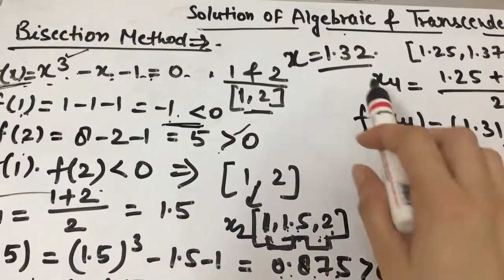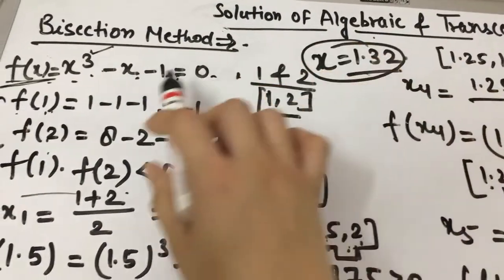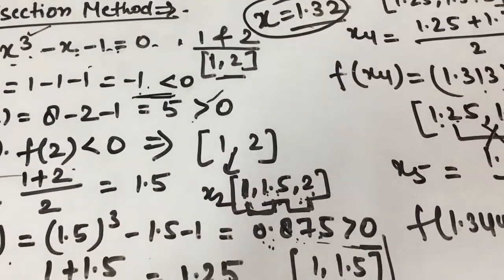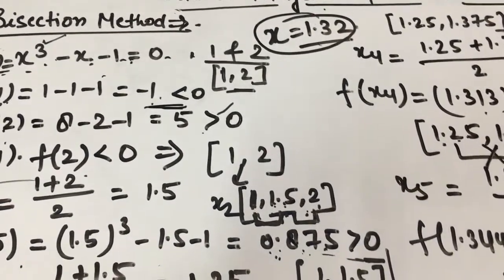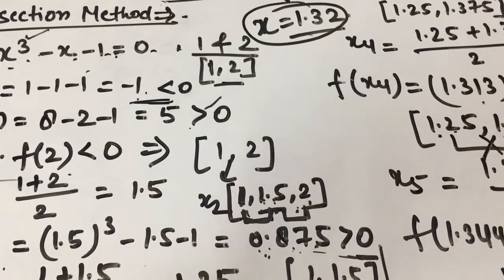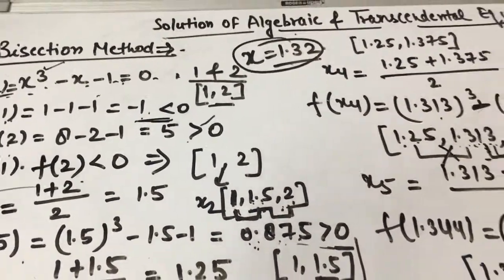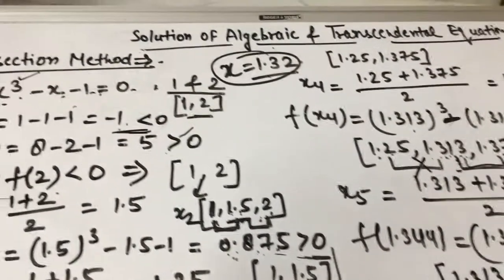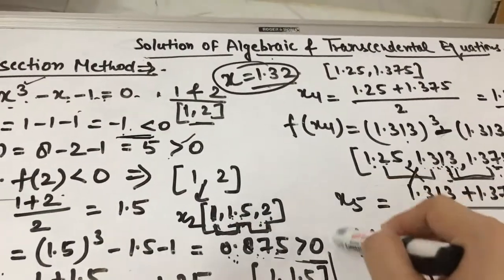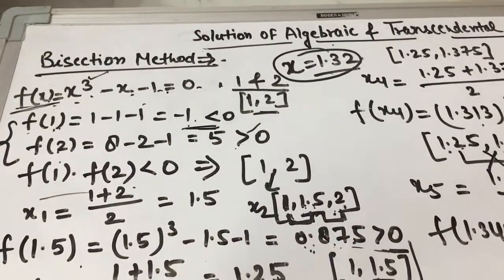Like this, we will calculate the approximated root of this equation. These questions are somehow lengthy, but in the examination you will use a scientific calculator. With the help of a scientific calculator, it becomes very easy to solve, very easy to calculate. So this was the procedure for how we find the approximated solution of any equation with the help of bisection method.